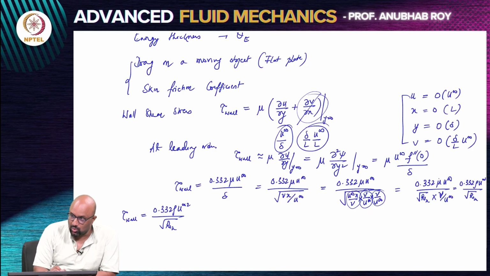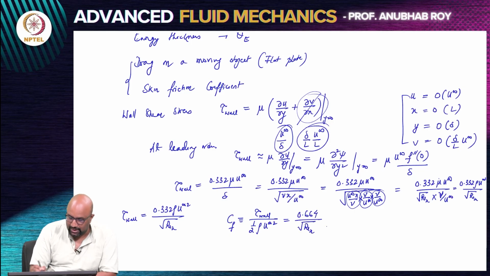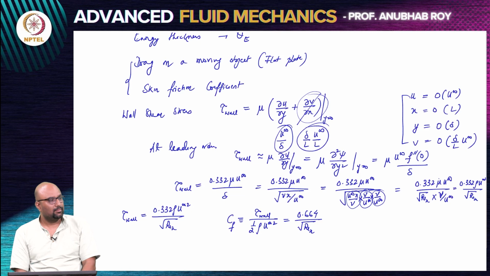This brings us to what is known as the skin friction coefficient. Skin friction coefficient is defined as the wall shear stress scaled by, just like you scale your pressure with half rho u infinity square, you scale it again by half rho u infinity square, and this is 0.664 by square root Rex. So, this is the value of your skin friction on the plate.